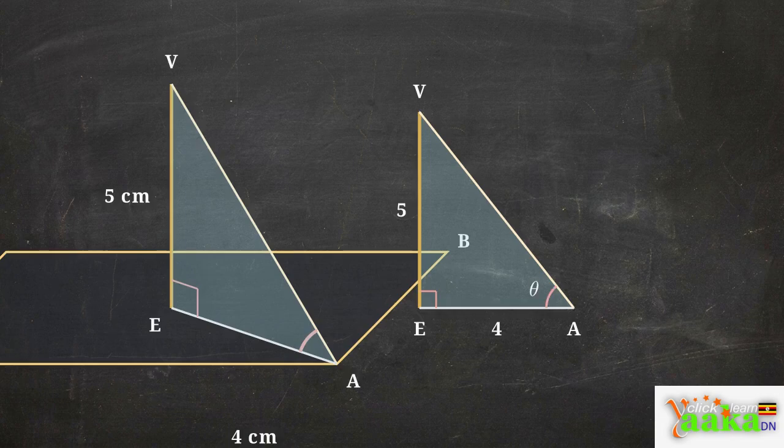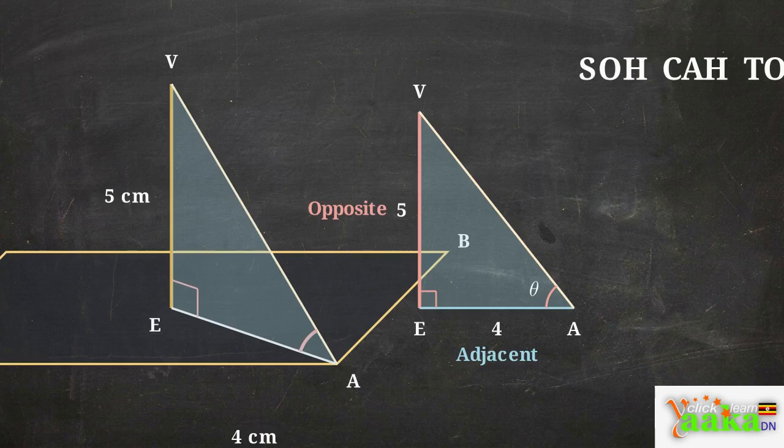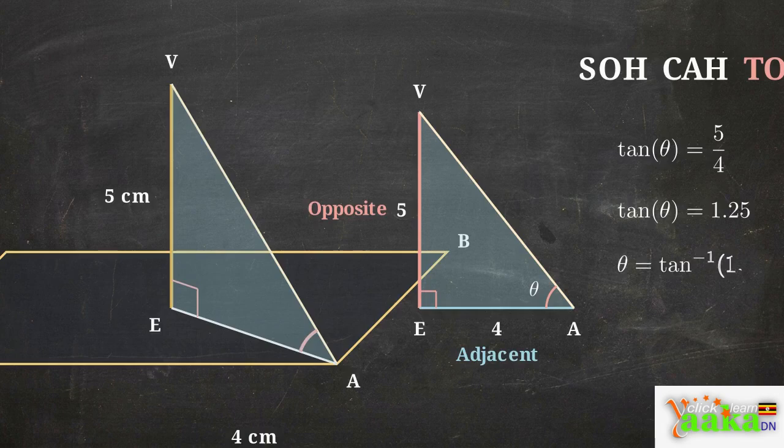We need to find the angle theta at vertex A, which represents the slope of the cable relative to the ground. We have the side opposite the angle, which is 5, and the adjacent side, which is 4. Take a moment to consider which trigonometric ratio applies here. Using the SOH-CAH-TOA principle, the relationship between the opposite and adjacent sides is defined by the tangent ratio. Our equation is tan theta equals 5 divided by 4, which gives us a ratio of 1.25. By applying the inverse tangent function, we find that the angle is approximately 51.34 degrees.